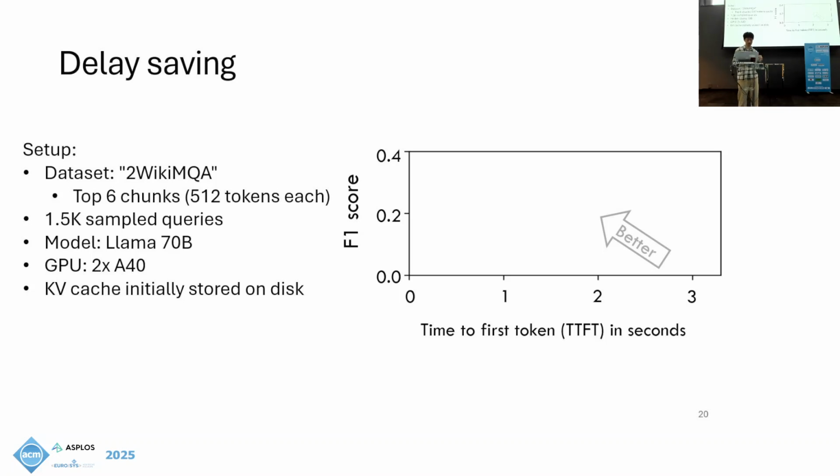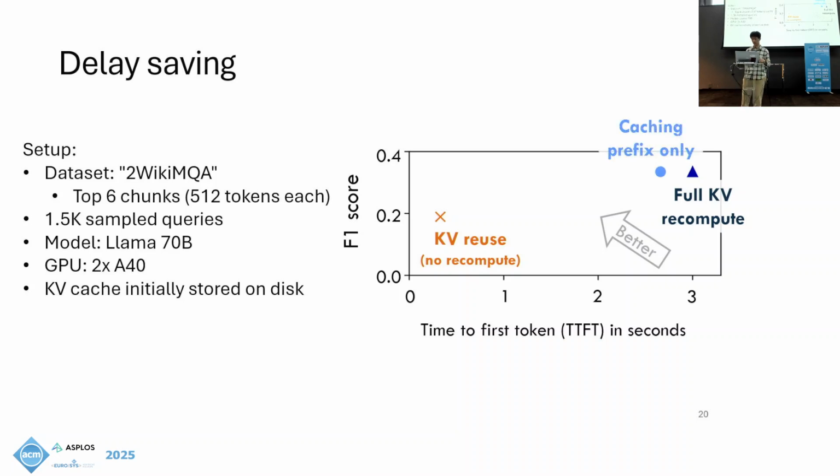Looking at this figure, the x-axis is the TTFT, which measures the prefill delay in seconds, and the y-axis is the F1 score, which measures the generation quality. Full KV compute, or full prefill, is very slow, up to 3 seconds. Full KV reuse is very fast, but it does not have good generation quality. And prefix caching is slightly faster, which is expected because it can only reuse the prefix.